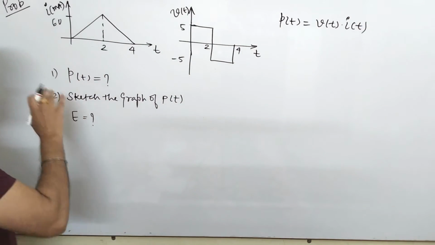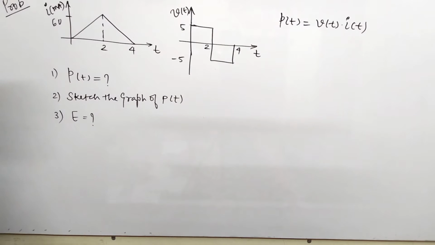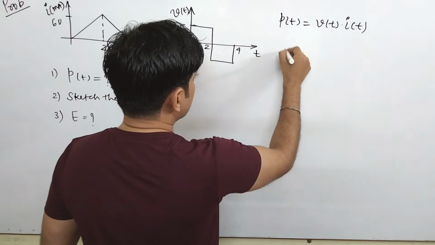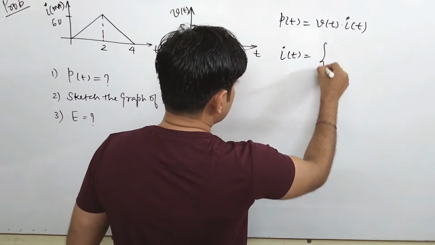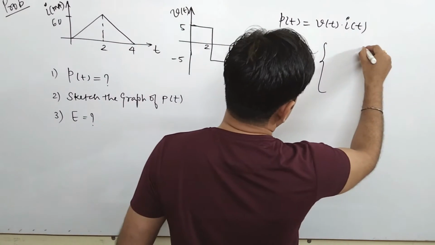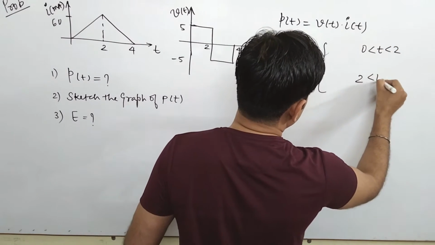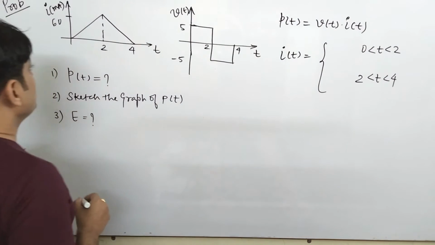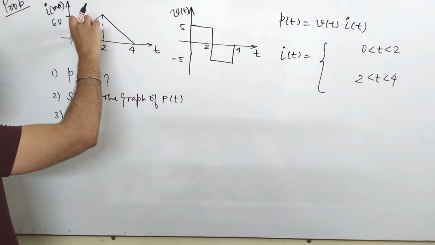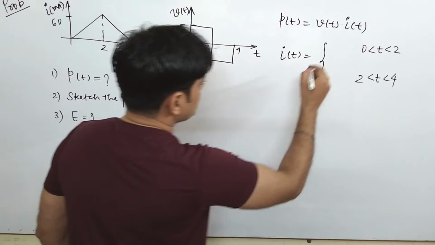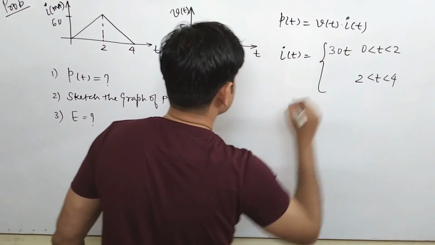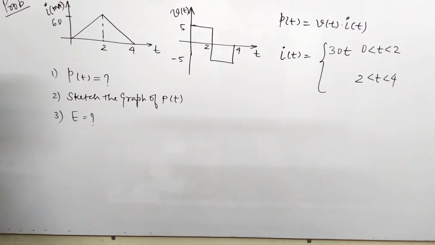But just by doing simple multiplication, you cannot find the exact value. So you have to find I(t) and V(t) in two different terms. First of all, if I talk about I(t), we write this equation in the form of 0 < t < 2 and 2 < t < 4. Now, y by x is 60 by 20, so that comes to be 30t, since it is a ramp signal.